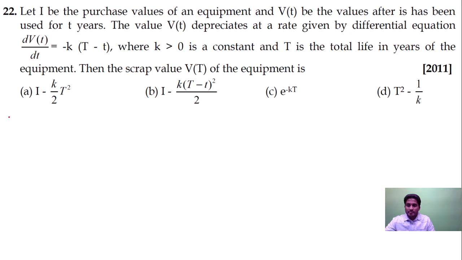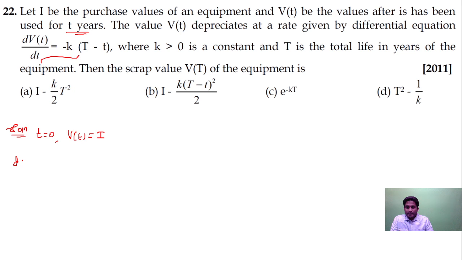Let I be the purchase value of the equipment, and v of t be the value after it has been used for t years. That is, when time t is equal to 0, the initial purchase value, this v of t is equal to I. You understand? But initially, time t equal to 0, purchase value will be equal to I only. The value v of t depreciates at the rate given by the differential equation. So that is also already given.